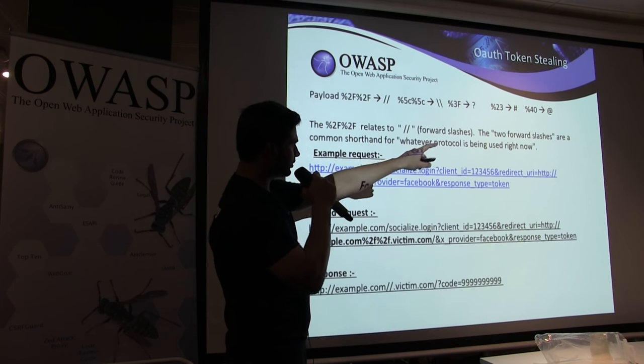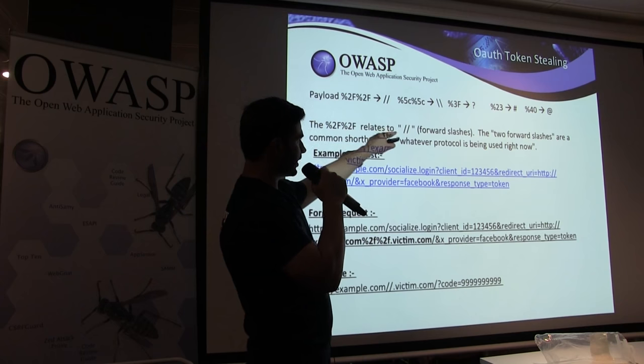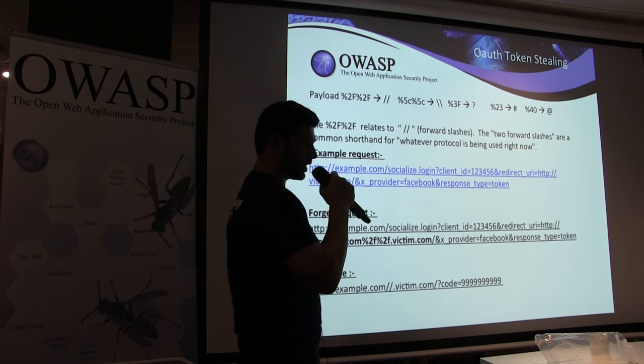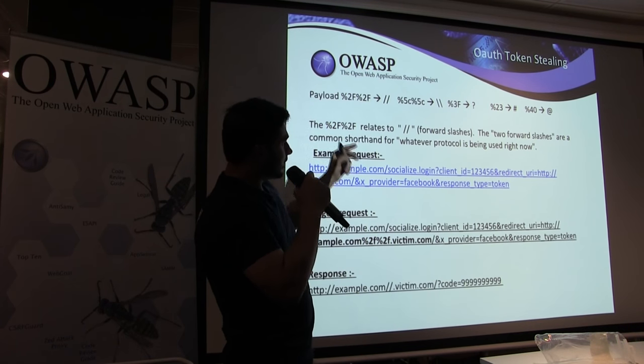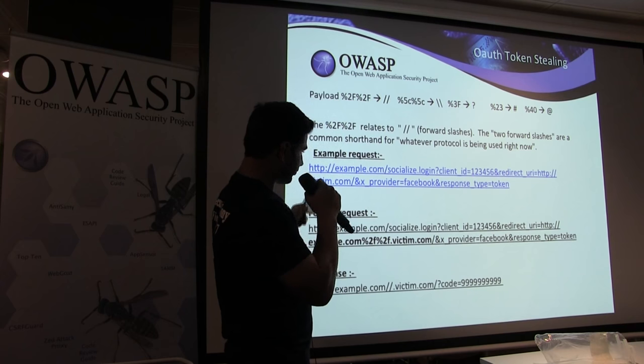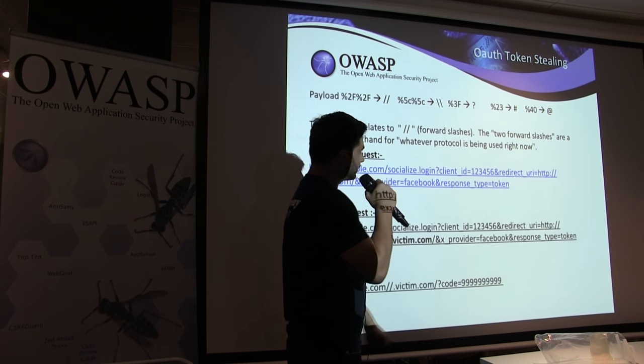These are some payloads: %2F is a forward slash, %5C is a backslash, %3F is a question mark, %23 is a hash, and %40 is an at sign. You have to test all of them. You may be fine with any of them.